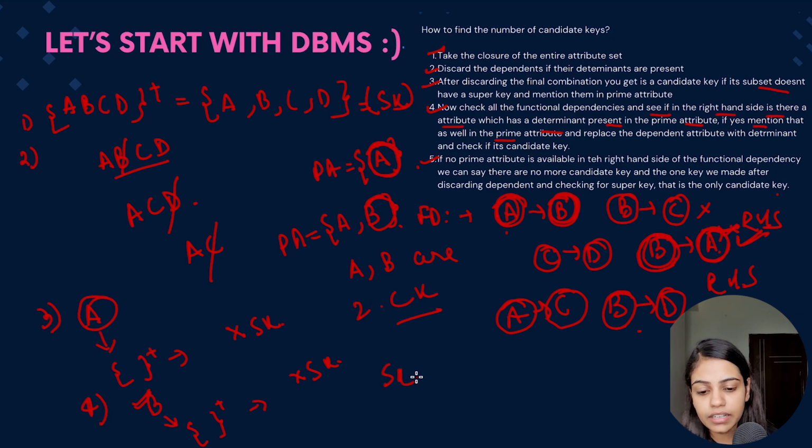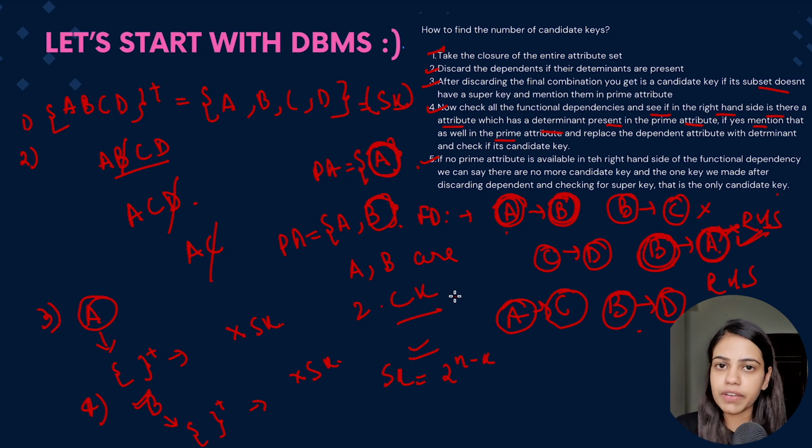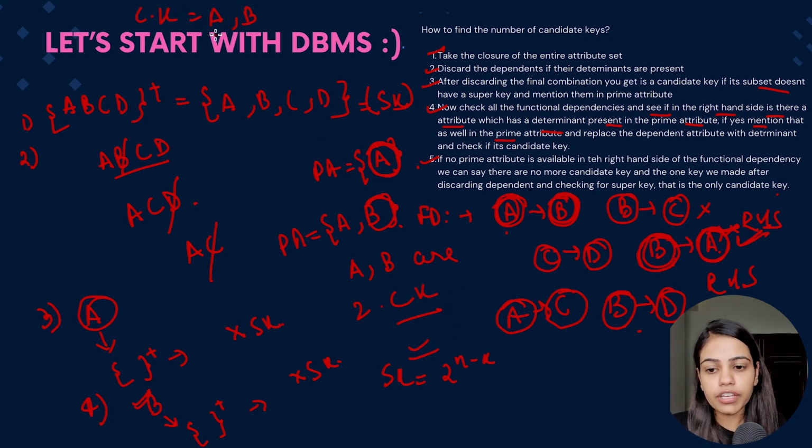Now for super keys, we have a formula, 2 to the power n minus k, where n is the number of attributes and k is the number of attributes in the candidate key. So let's see how we can find the number of super keys when we know the candidate keys. Here the candidate keys are A and B. If I calculate for A, it will be 2 to the power n minus k. n is 4 and the number of attributes in the candidate key is 1, so it would be 2 to the power 3.